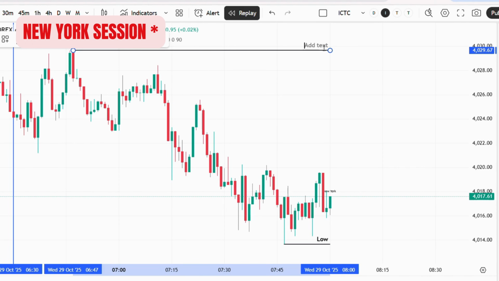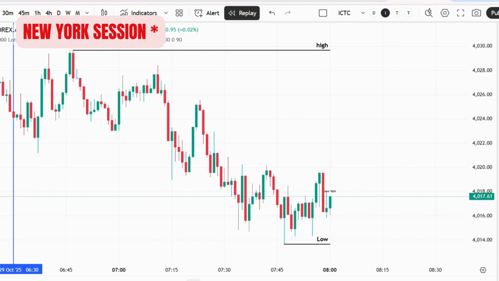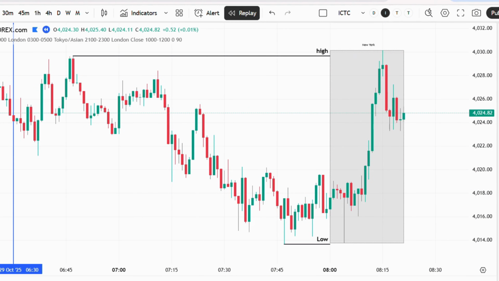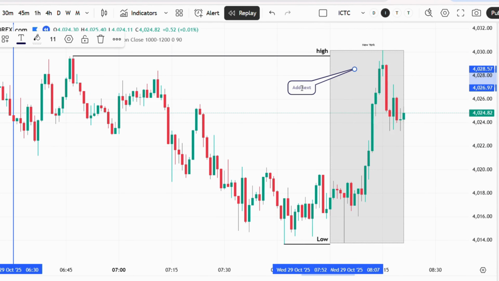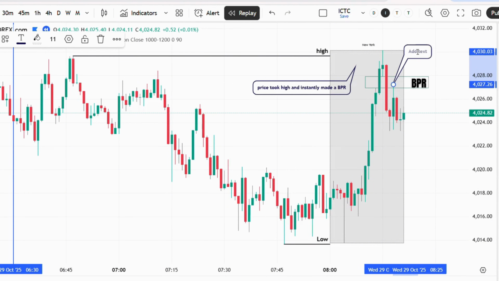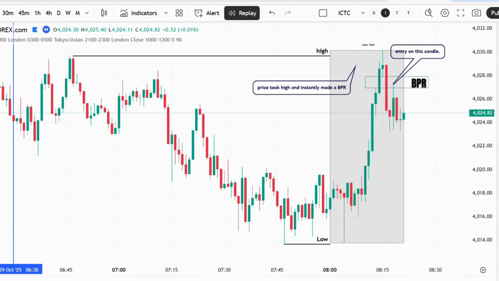Imagine the London session has just started. We've marked the high and low of the last 90 minutes. Price starts moving, and as it touches the high of that range, we immediately watch for a BPR to form. Within the next 3 to 5 candles, the BPR appears exactly at that high. That's our entry signal. Entry: sell at the low of the BPR candle.